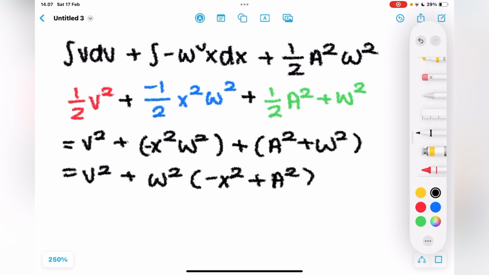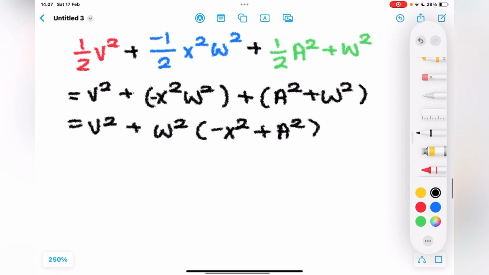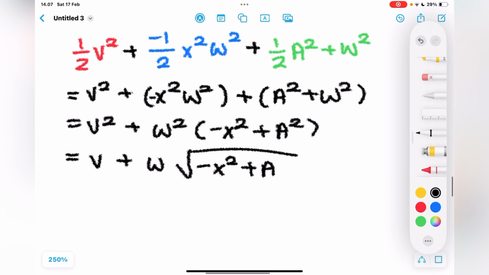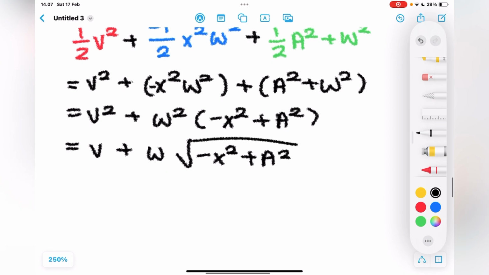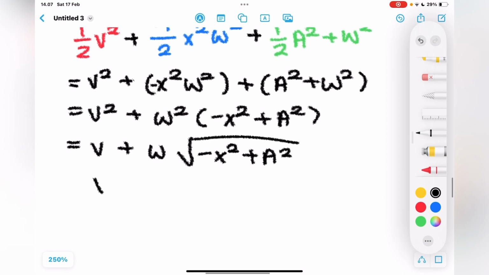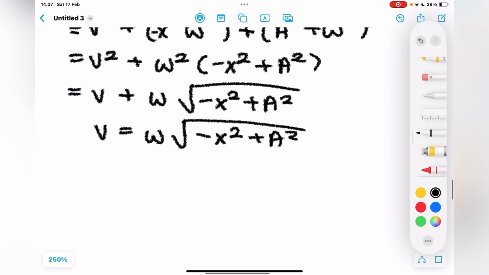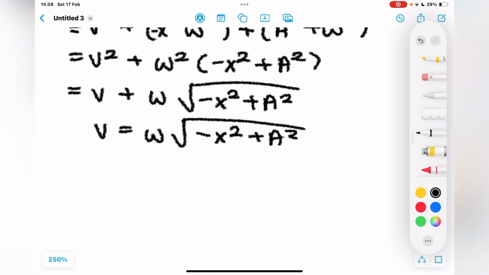So from here, we can square root them. So v equals omega times the square root of negative x squared plus a squared. So this is the way you can find velocity.